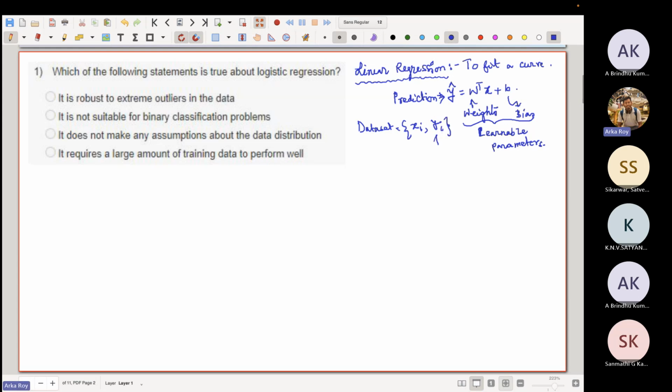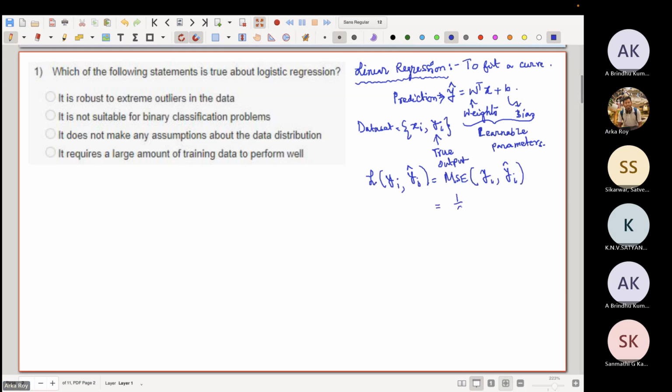And this yi is the true output, which is what the output should be, but your linear regression will give you the prediction y hat. So your main aim is to minimize the loss function, which you can calculate between yi and yi hat. In general, we use MSE, mean squared error, as the loss function.